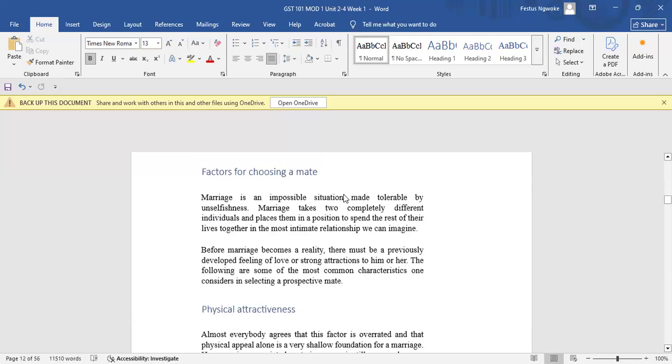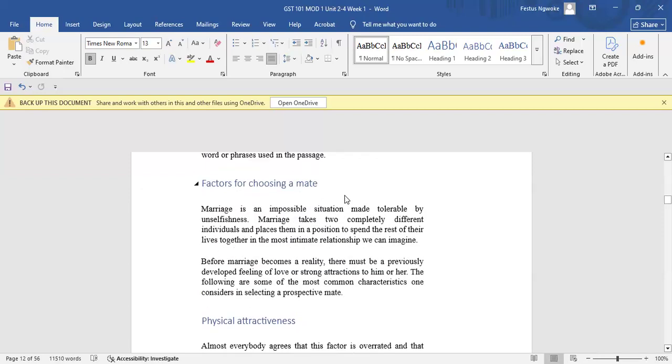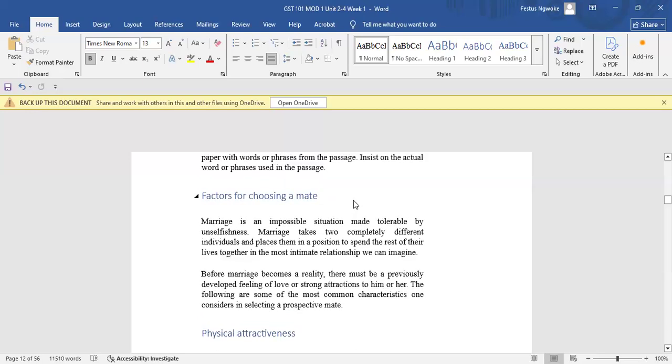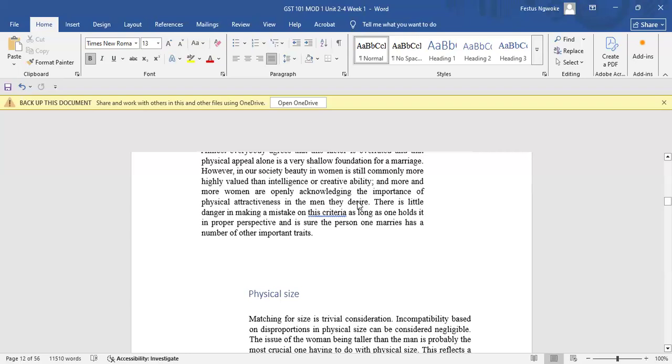Yes, this one is the passage. So do not mistake this for part of what we're going to do, but you can read it. Factors for choosing a mate. It has to do with marriage. This particular passage is about marriage, and when you read this very well, you are expected to answer questions on it. Look at it, a passage to be recorded, something like that.